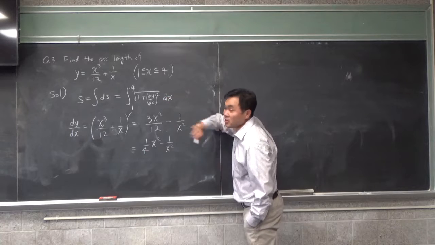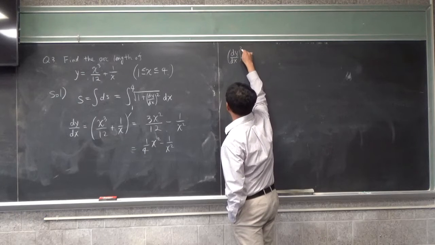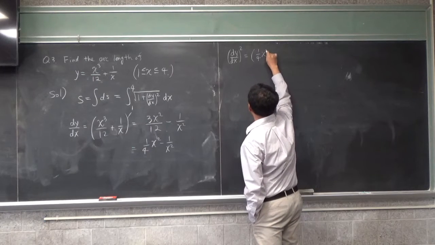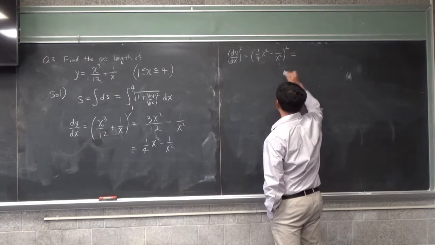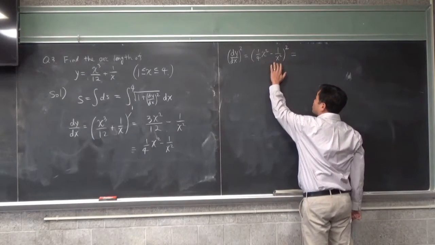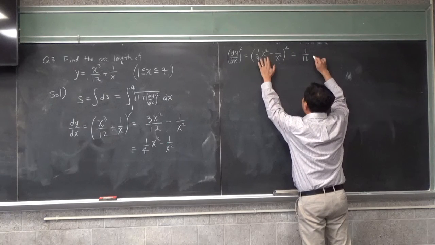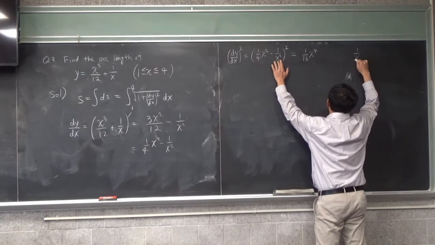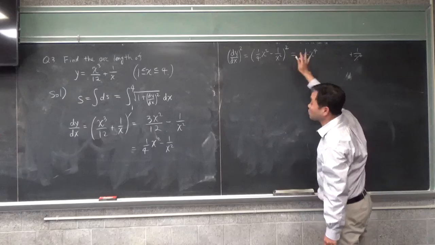Okay, but we still need the dy dx squared, right? So let's try what dy dx squared is. You have to square 1/4 x squared minus 1 over x squared. If you have two things subtracted, you have to do the first thing squared. Square of 1/4 is 1/16. X squared squared is x to the 4th. Square of this one is 1 over x to the 4th, with a plus, because minus squared is plus.